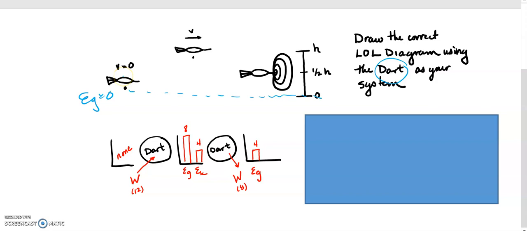So in the very beginning, it's not moving, so it has no kinetic energy. And since it's at ground level, what we're calling ground level at least, it has no gravitational potential energy. So it has nothing. But then we go to the second phase, and it's definitely above the ground, so it has gravitational potential energy. It's definitely moving, so it has kinetic energy.